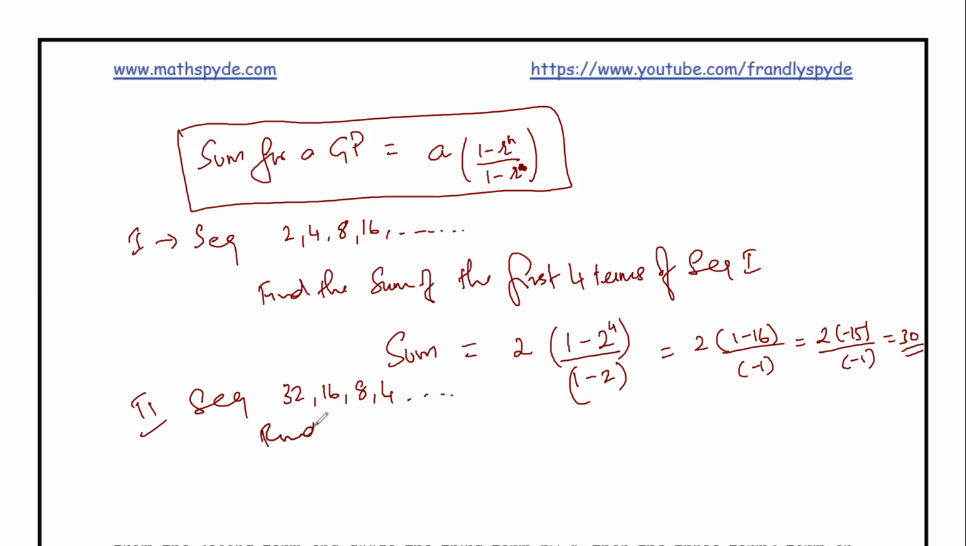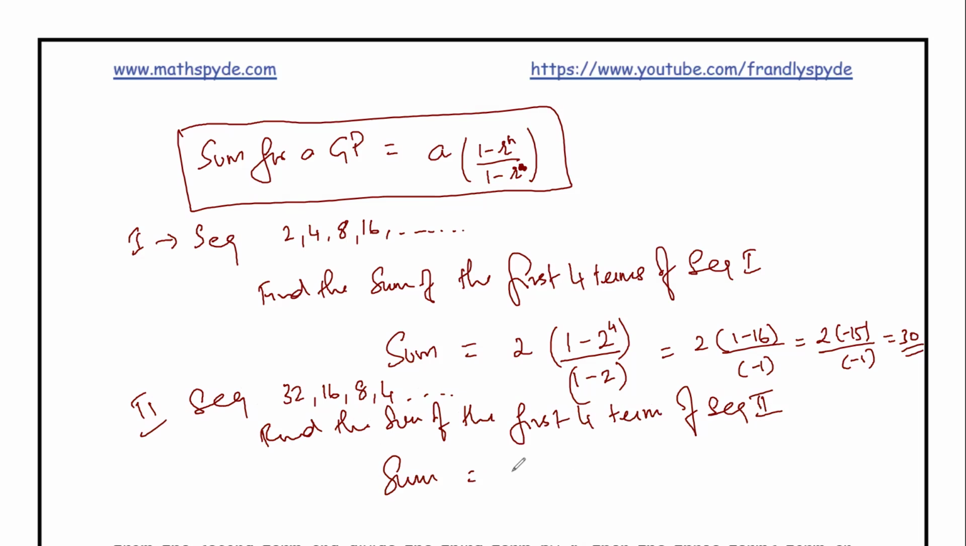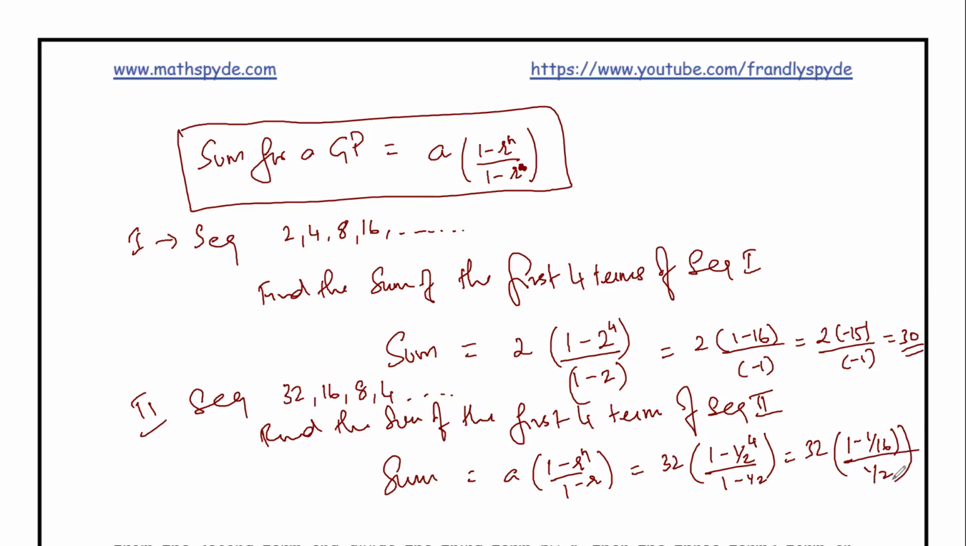Find the sum of the first four terms of sequence 2. So the sum is a into 1 minus r raised to n upon 1 minus r. First term is 32. The ratio is this time half, remember, raised to 4, upon 1 minus r. So that's 32 into 1 minus 1 by 16 upon 1 minus half, which is half.